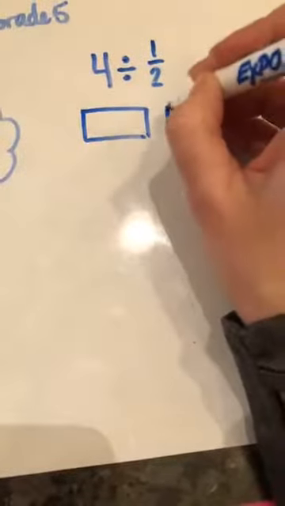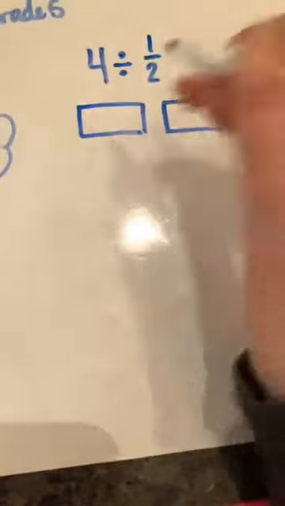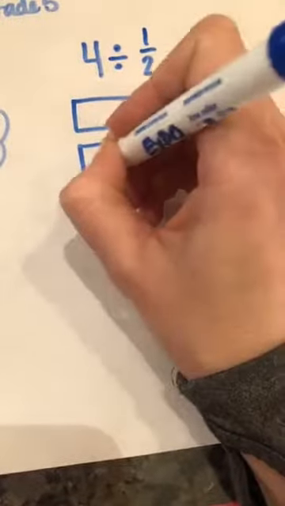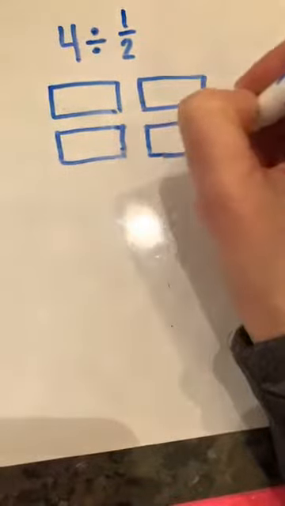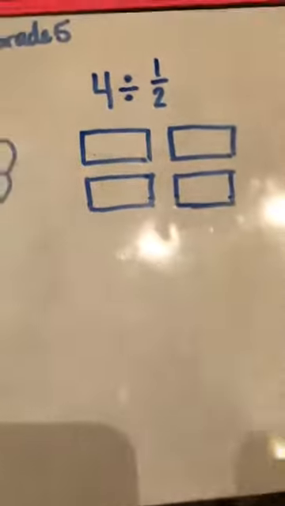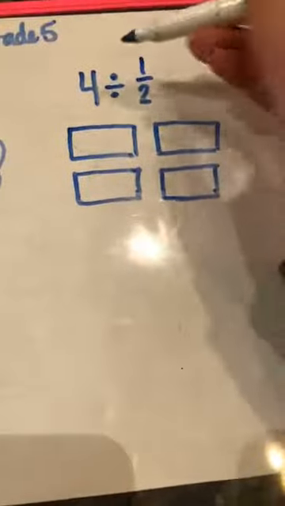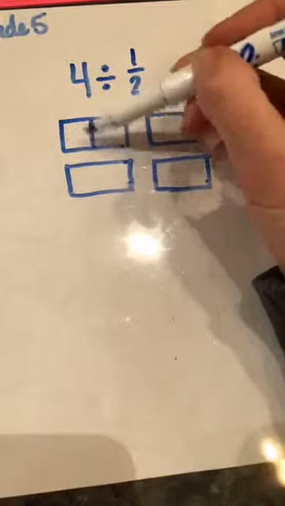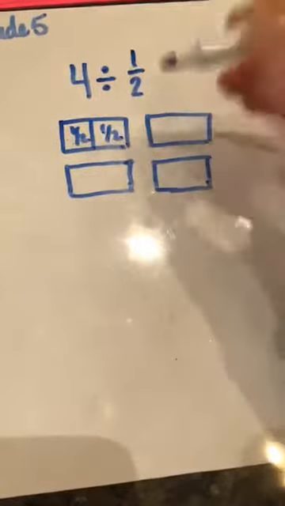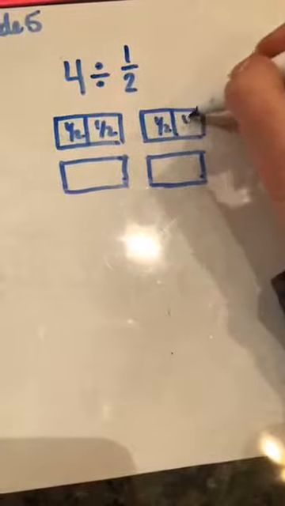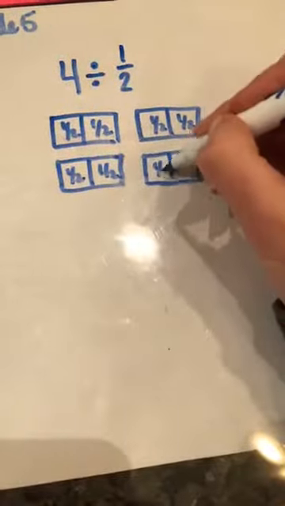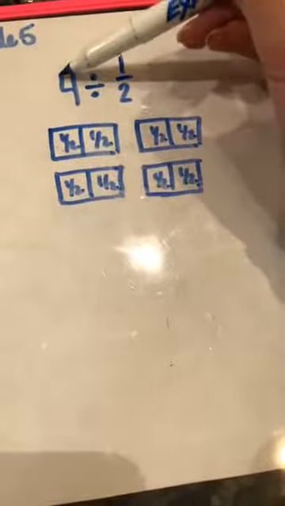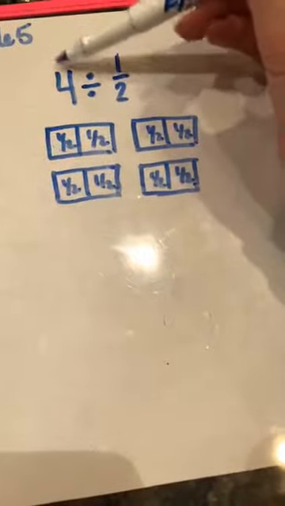So that's 1, 2, 3, 4. So we really want to find out how many halves fit into 4. So I'm going to break all of these up into halves. So here's 1 half, 2 halves. 1 half, 2 halves. 1 half, 2 halves. 1 half, 2 halves. So the question is how many halves can be fairly shared among 4 people?